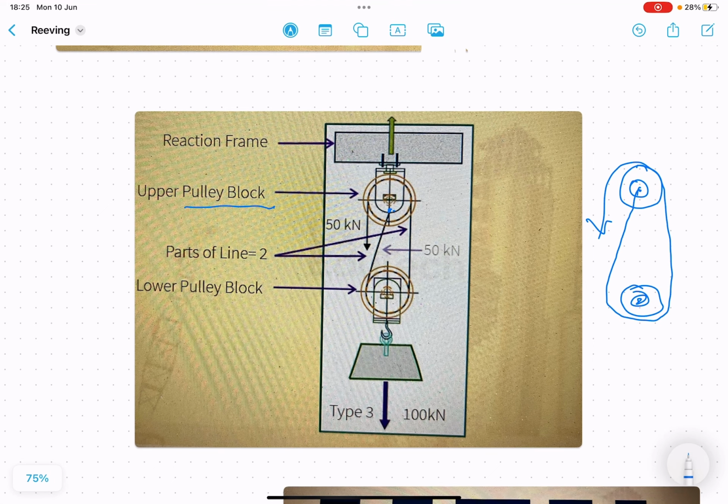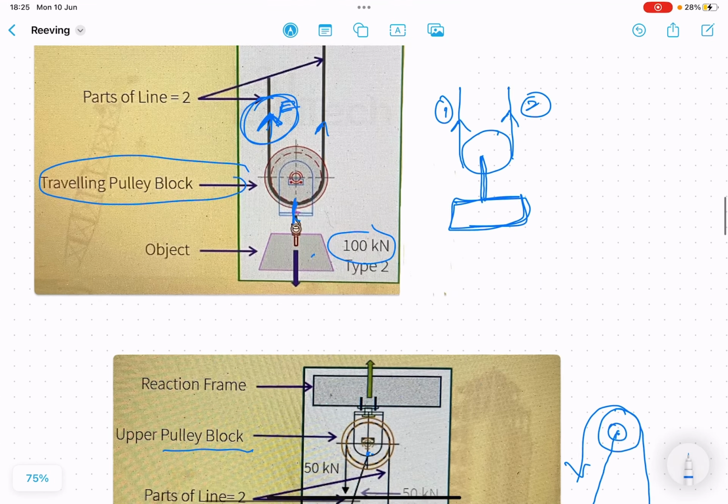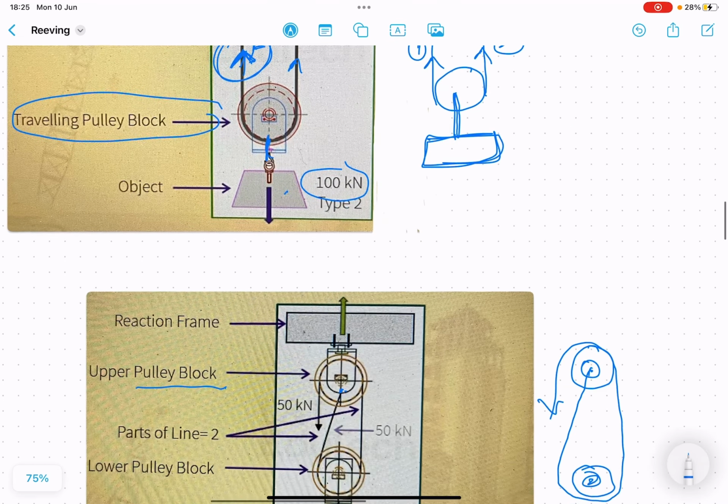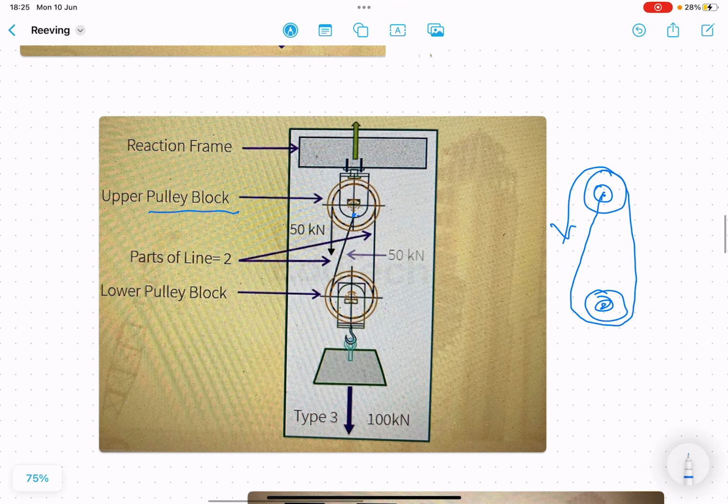Here two pulley blocks are being used. One is the lower block and the other is the upper one. In the previous case, only one pulley block was used. This is done in order to reduce the reaction forces. So there are two pulley blocks, an upper pulley block and a lower pulley block. Here again the load is supported by part lines 1 and 2, again 50 each. Again the mechanical advantage is 2.